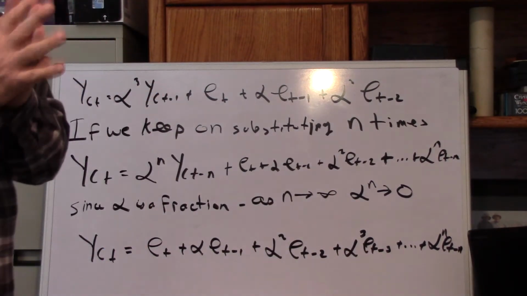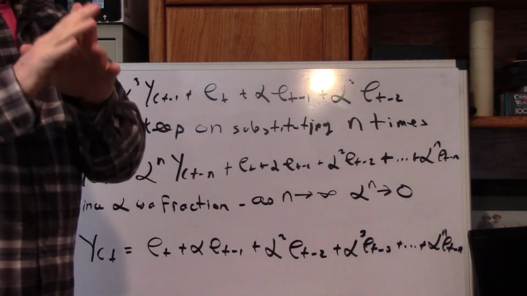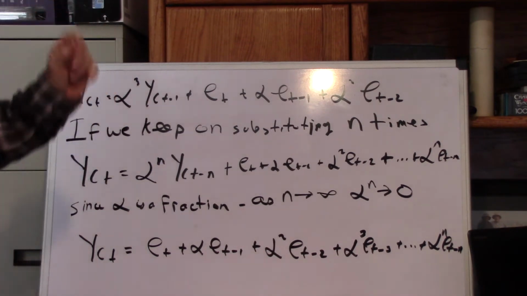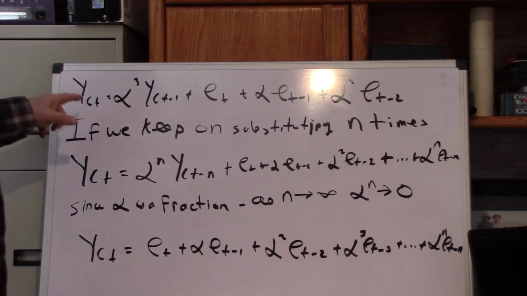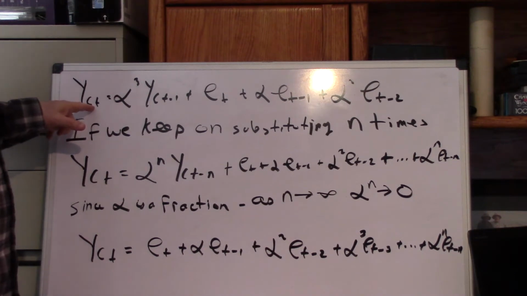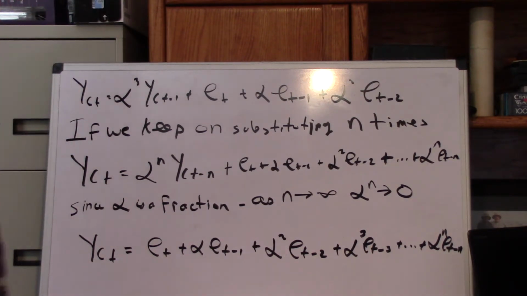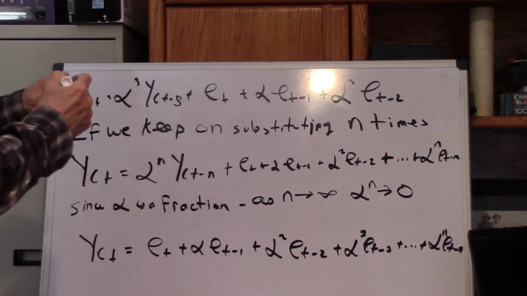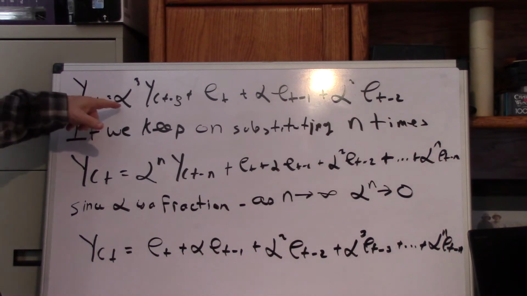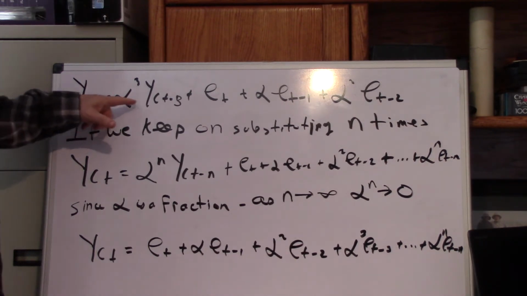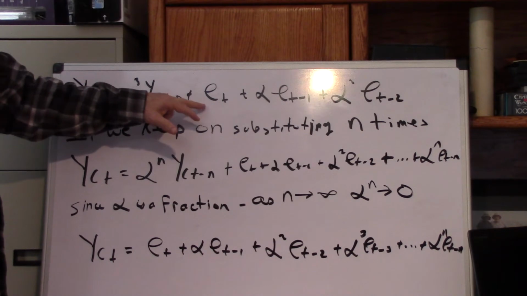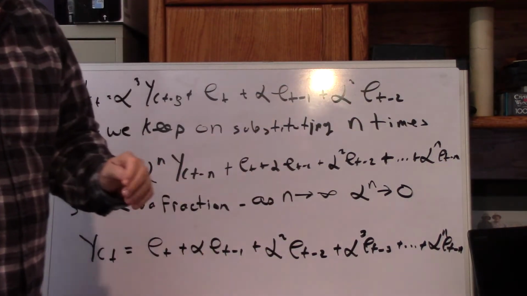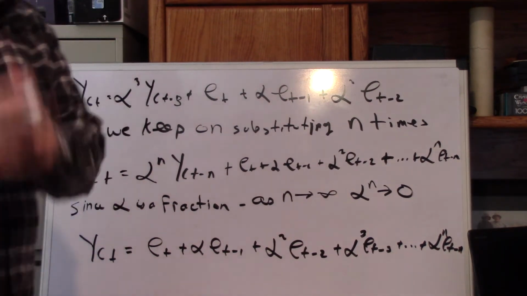So, I don't want you to get upset by what you're looking at, but I just want you to take a deep breath and trust me, it's not that bad. This is the equation we ended up with in the last lecture, where we had Y^C_t is equal to, and I realize I've got a little mistake here, this is 3. This is alpha cubed Y^C_{t-3} plus e_t plus alpha e_{t-1} plus alpha squared e_{t-2}. Now, I haven't provided the intuition yet, but we're getting close.